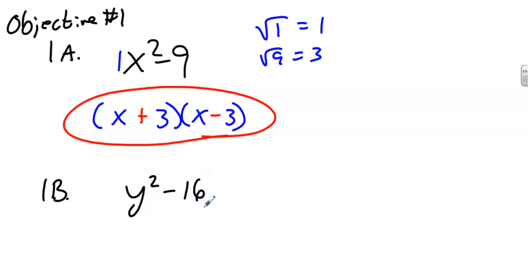So it's y squared minus 16. Well, y squared is y times y. 16 is 4 times 4. If that's the only two numbers, then the answer is going to be y plus 4 and y minus 4.